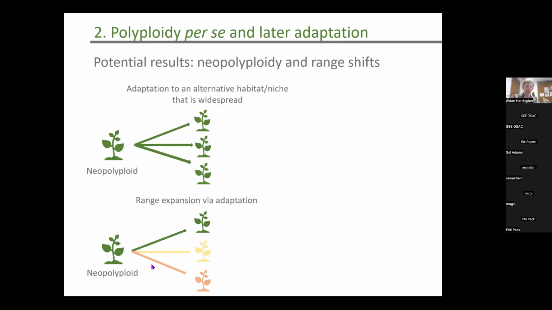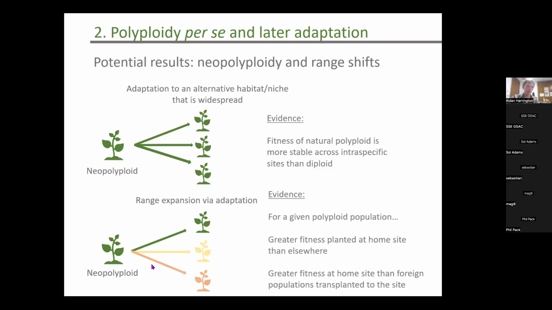And then in terms of range shifts, if it is true that the polyploid is adapted to an alternative habitat or niche that is widespread, then evidence in favor of that would be that the fitness of the natural polyploid is stable across interspecific sites, more so than diploids. And then alternatively, if in fact range expansion is driven by adaptation, then we would expect greater fitness at home sites than elsewhere, and greater fitness at home sites than foreign populations when transplanted to that site. So essentially evidence for local adaptation.